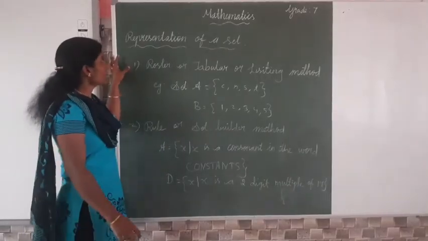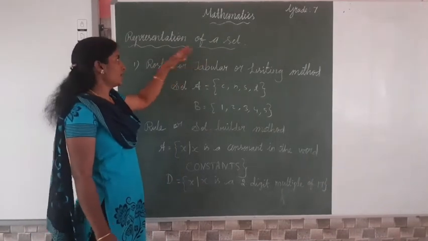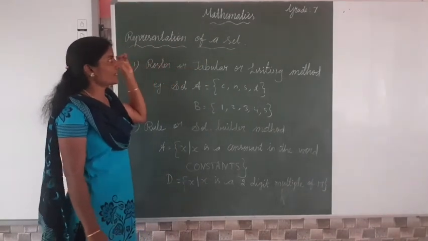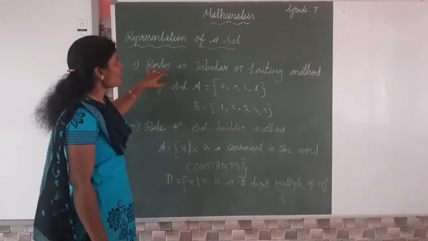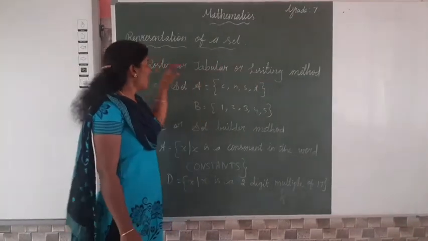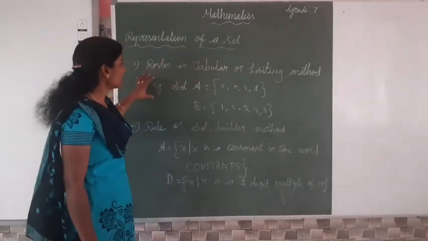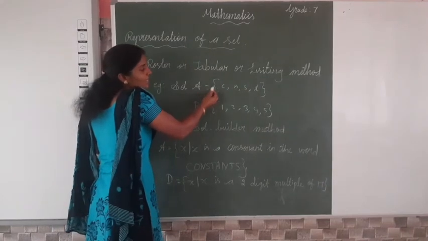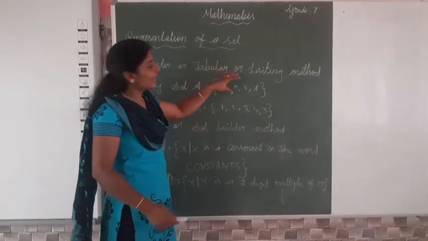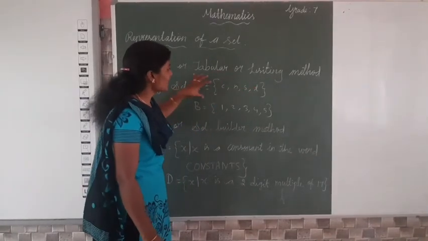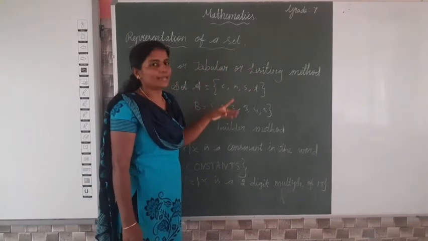Next, representation of a set. There are two methods of representing a set. First one, roster or tabular or listing method. That is, set A is equal to C, N, S, T. All elements are listed. So we can say this is called roster method or tabular method or listing method.